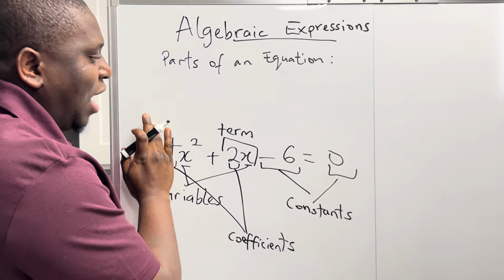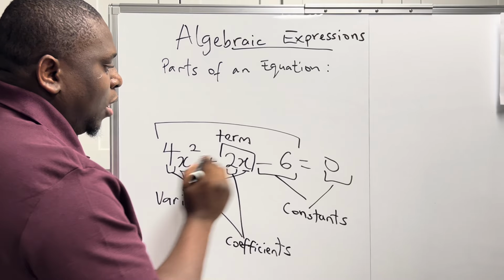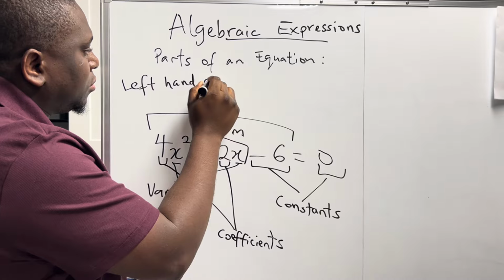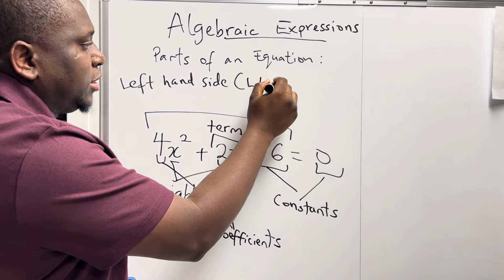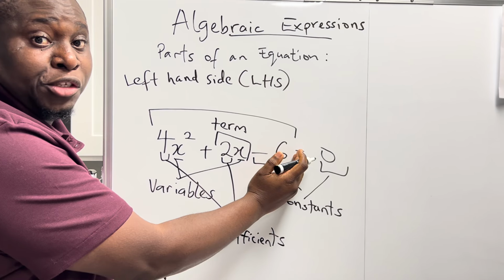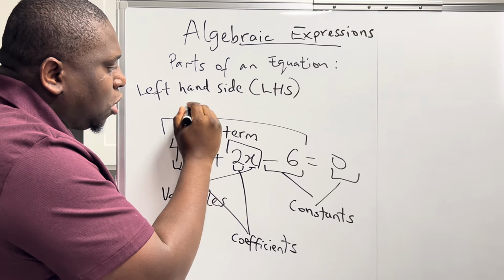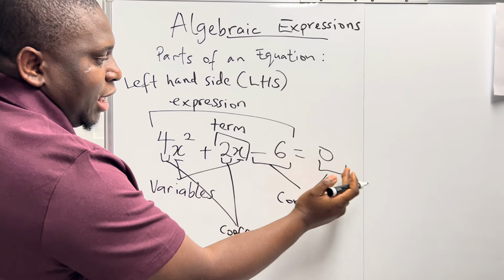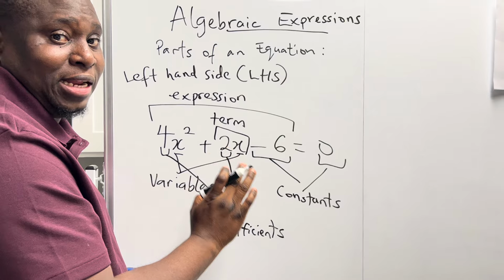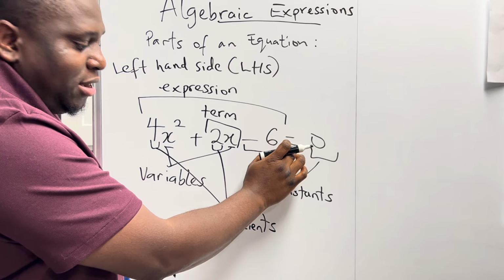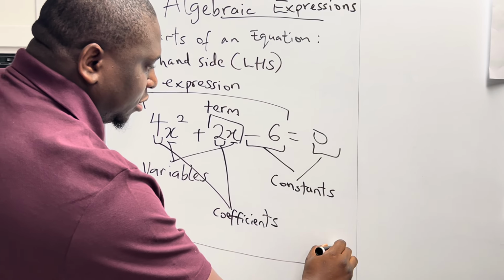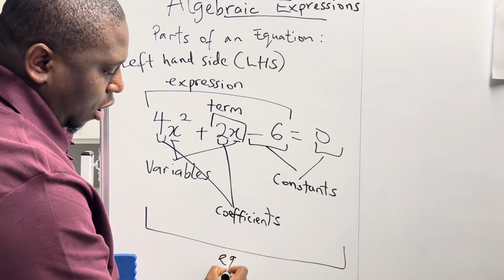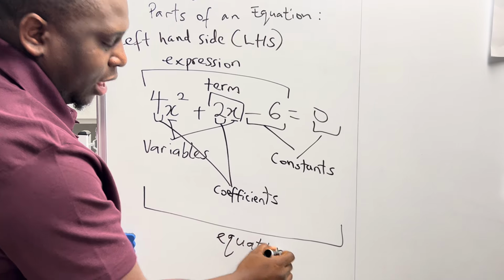Now, all what we have on the left-hand side, we call this the left-hand side, or you call it LHS. All of this, if it's written alone or by itself, it's called expression. While once an expression is connected with an equal sign, meaning all of the connection with the expression and an equal sign is called an equation.